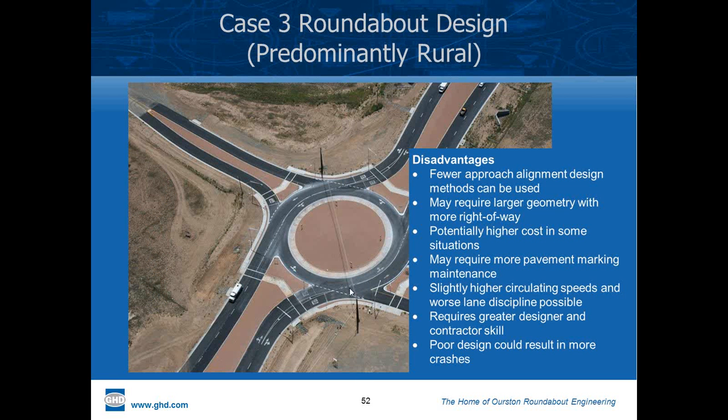So the larger entry widths, the larger circulating widths, potentially higher cost, higher footprint. That's okay if this is Arizona and land is cheap and there aren't buildings or anything sensitive nearby. You can get higher circulating and entry speeds. And it requires a greater skill for the designer to be able to lay these out and get them slow enough so that if there are pedestrians crossing, we don't see 30 miles per hour in the vicinity of crosswalks.